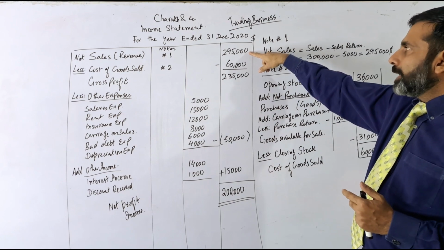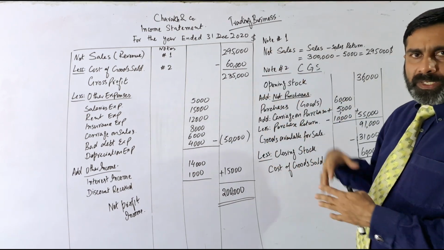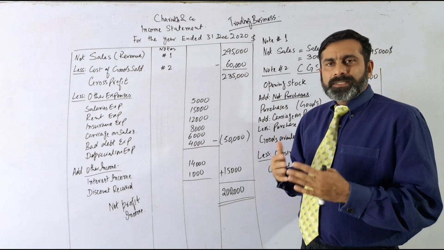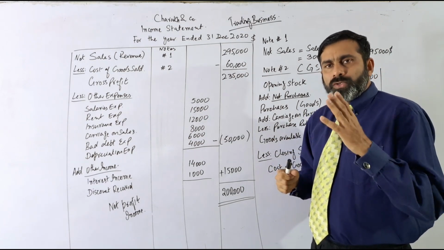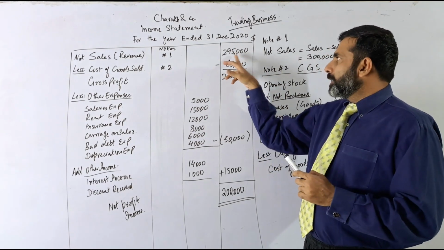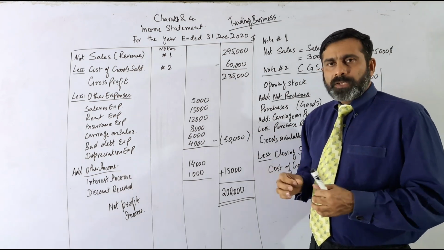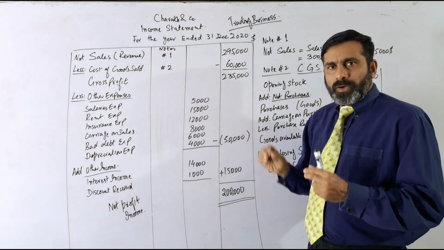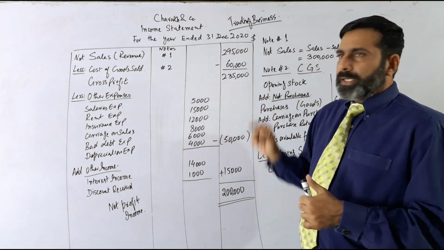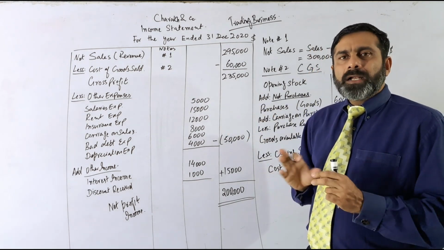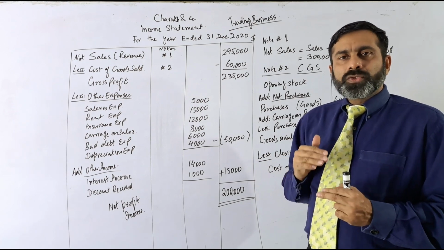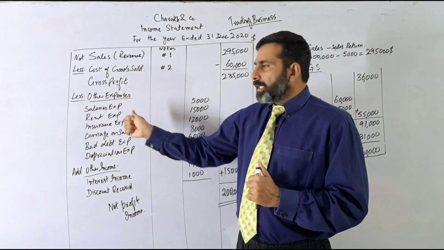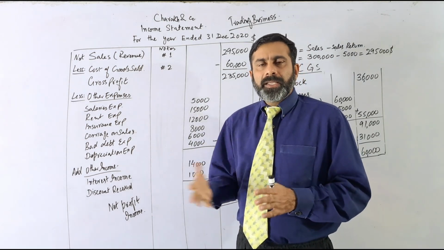Now 295,000 was the total revenue from the customers. 60,000 is the cost of that sales. It means those garments which they sold for 295,000 cost 60,000. So it means they have a profit of 235,000. But this is not the net profit, because they have so many other expenses, which are called the other expenses, or what we say the operating expenses.